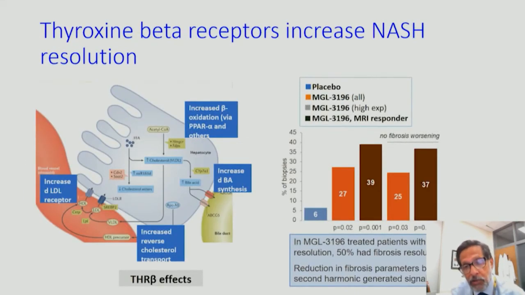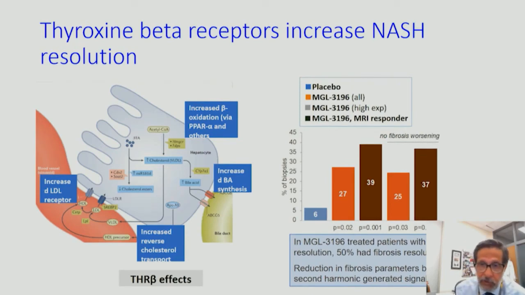Thyroxine beta receptors are liver specific. So alpha receptors are all over the body. Beta receptors are liver specific. Beta receptor agonists, such as resmetirom from Madrigal, improve fatty acid oxidation and mitochondrial turnover, reduce oxidative stress, and thus improve overall liver health. And this has been shown to rapidly defat the liver and lead to resolution of steatohepatitis, as shown on the right in phase 2b trials.